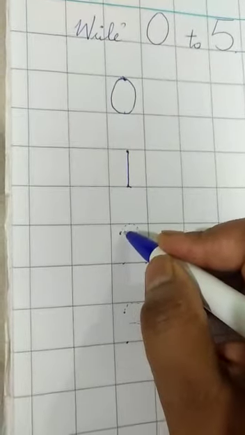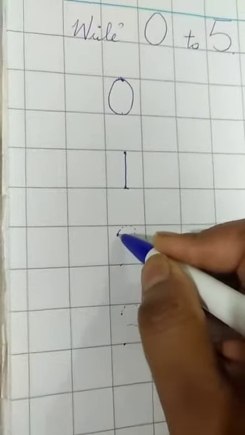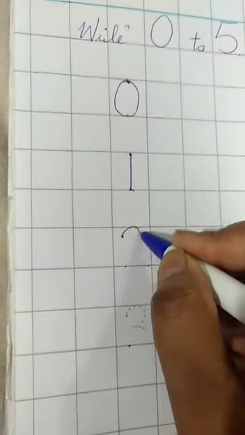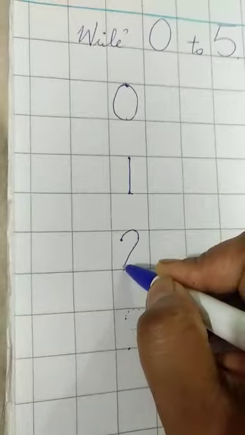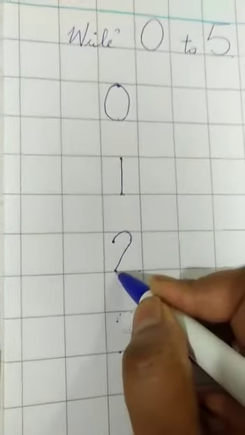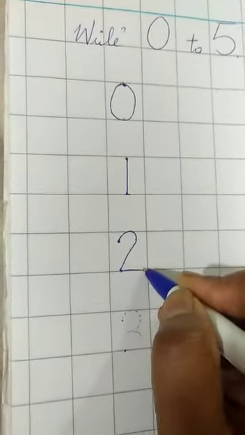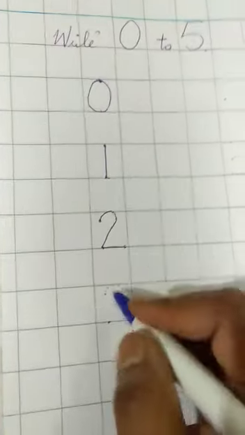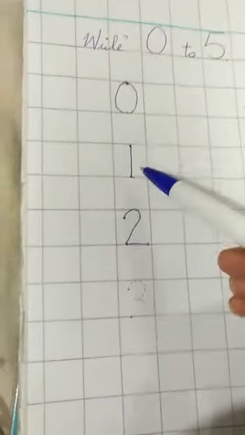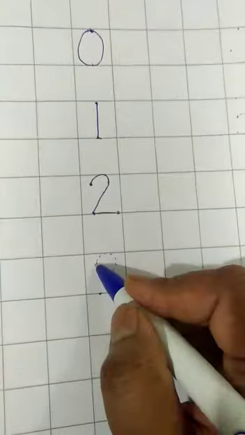Then what will come after 1? Yes, number 2. Start from the beginning dot, make its head, then go down, match with this dot and go straight to match the ending dot. Then 0, 1, 2. What will come after 2?